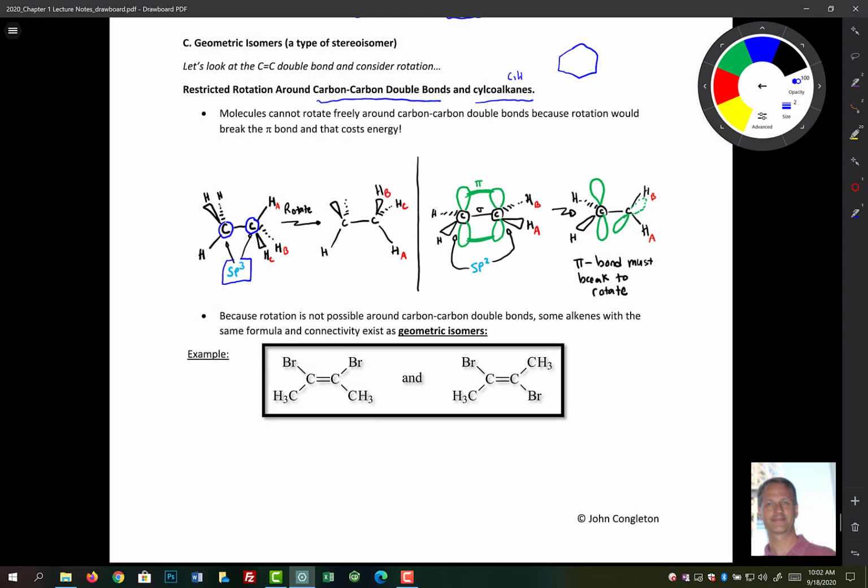Now, because that rotation is not possible around those carbon-carbon double bonds, some of these molecules, called alkenes by the way, are going to display something called geometric isomerism. If we look down here below, here is an example. Are these two molecules the same? Remember that we can't free rotate.